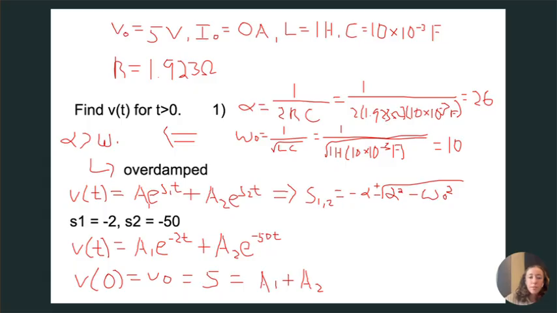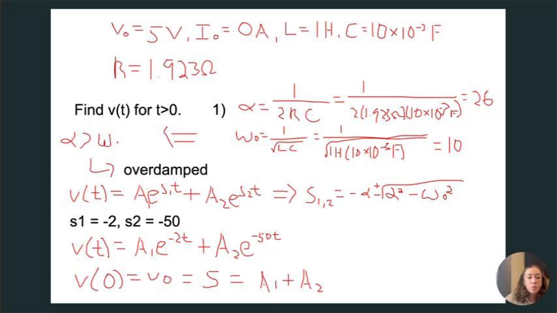And today I'm going to be walking you through how to solve a source-free parallel second-order circuit. This basically is just combining principles from differential equations and circuit analysis. So the problem states to find V of t for all time greater than 0.